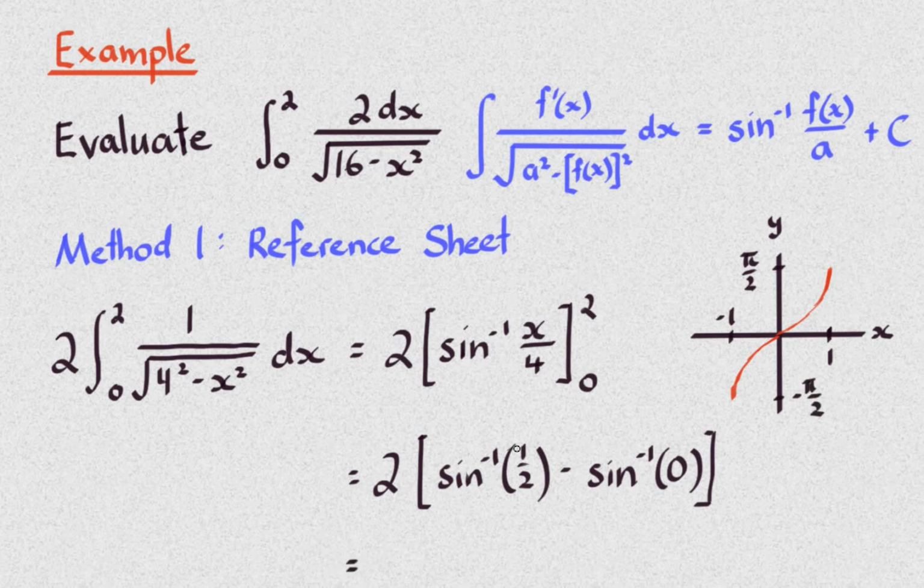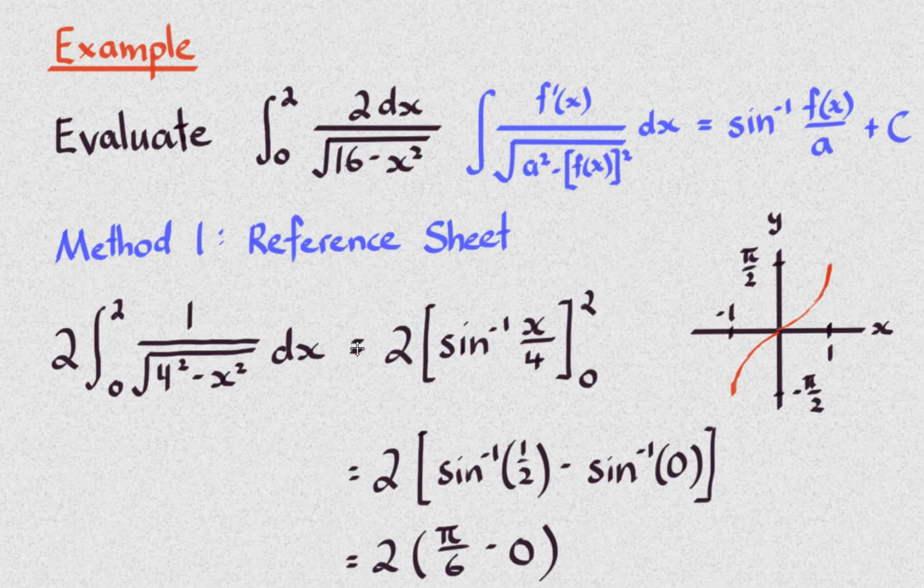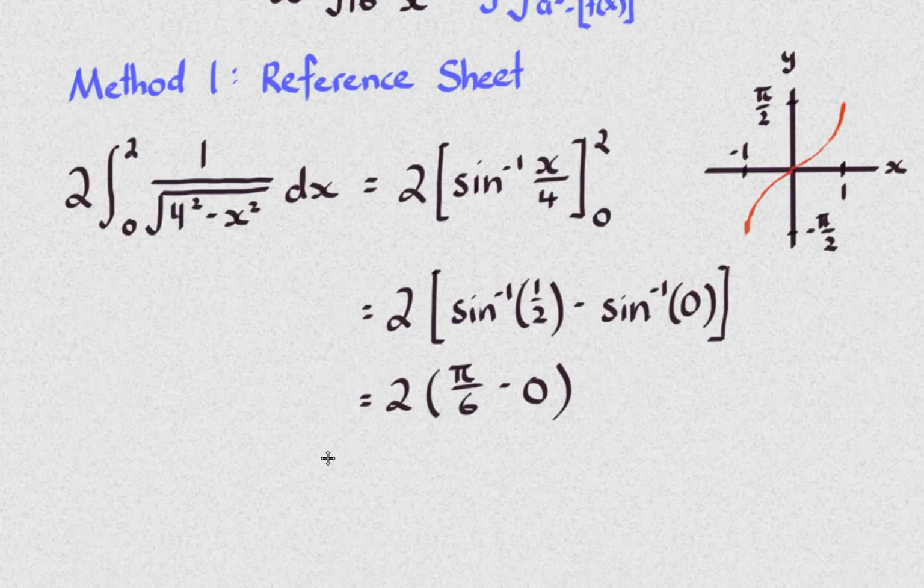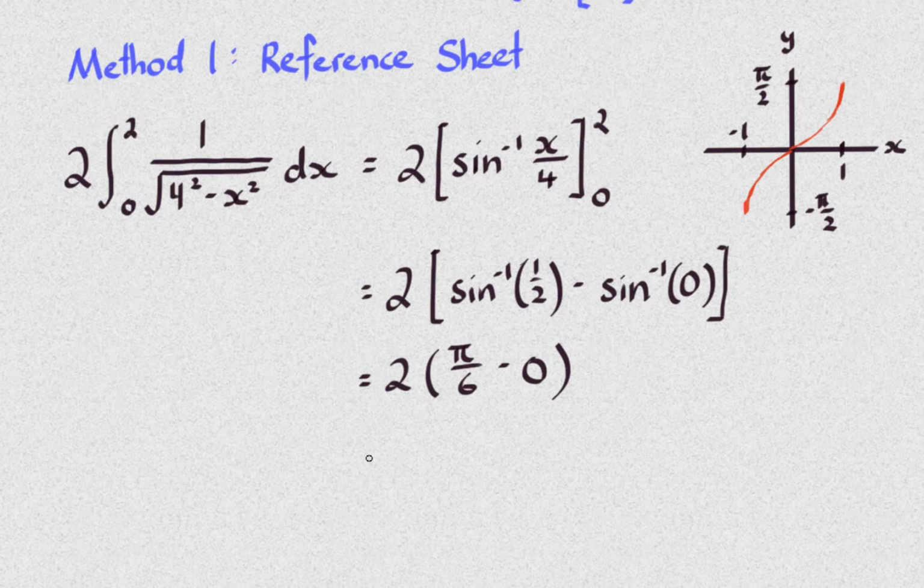At the same time, you can always ask yourself, instead of what's inverse sine of a half, you could say sine of what gives me a half. And we know that sine of pi on 6 gives us a half, and that sine of 0 gives us 0. Once we've done that, we just have 2 lots of pi on 6, and that simplifies to pi on 3, which is our answer.